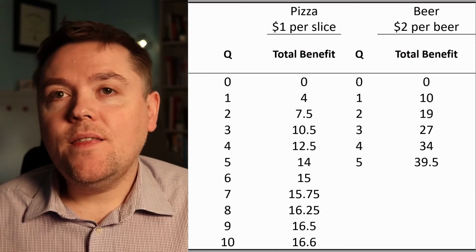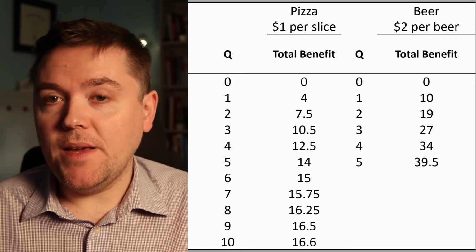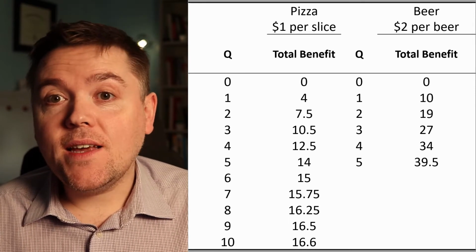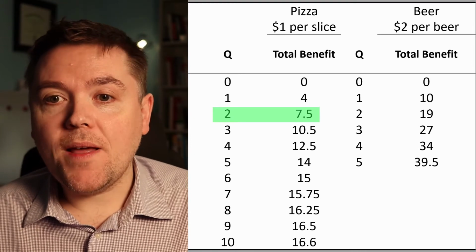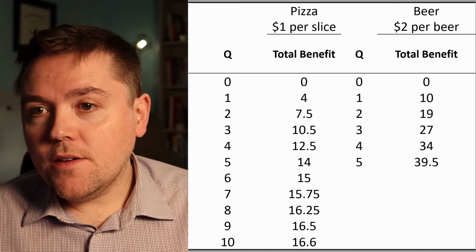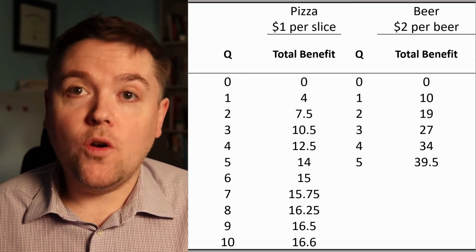So in the table on screen, you're going to see the total benefit that you get from each of these goods, beer and pizza. For the first slice of pizza, you get a total benefit of $4. 2 slices of pizza gives you a total benefit of $7.50. For the beers, the first beer gives you $10 of total benefit, and so on and so forth.